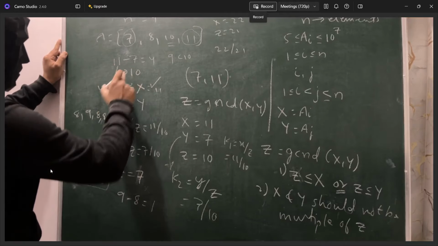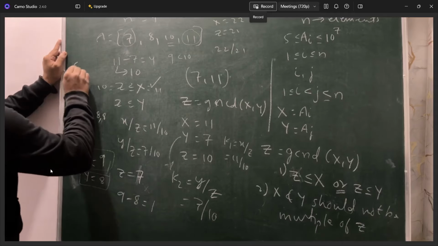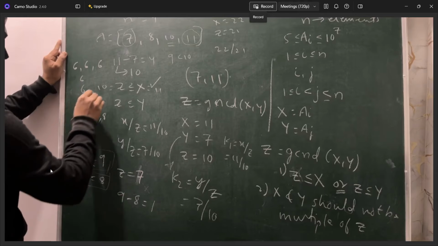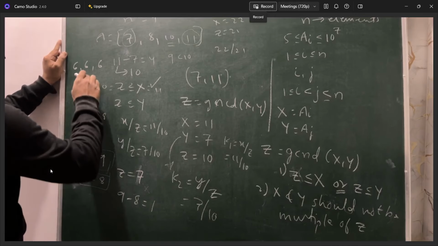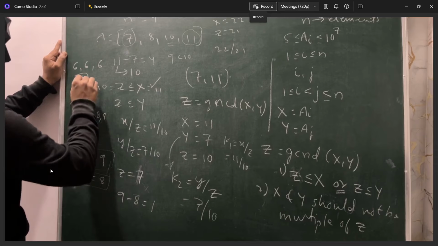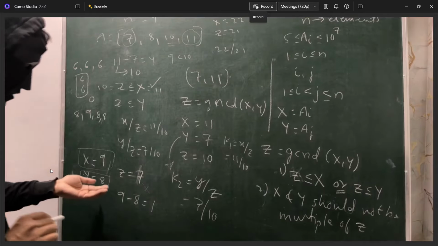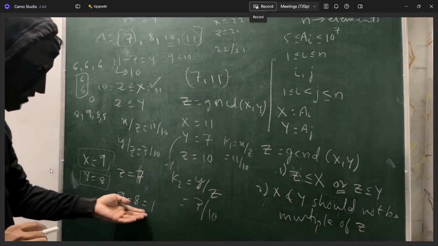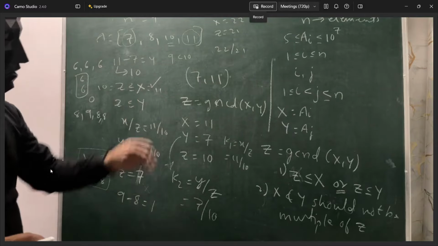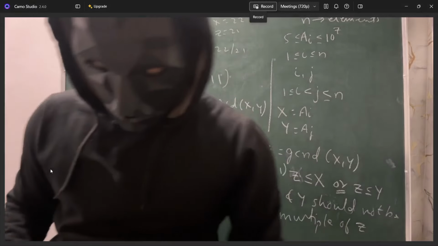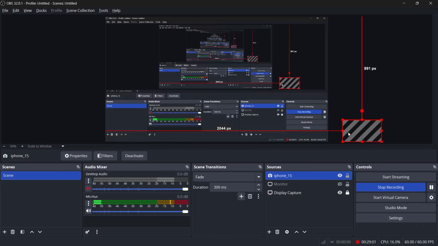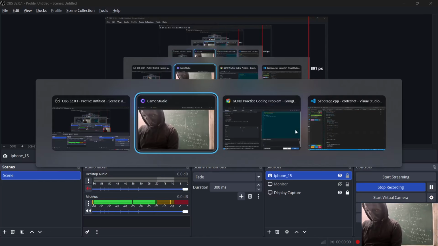If the difference is 0, which is the case where you have seen 6, 6, 6, both highest and lowest were 6, so the difference is 0. In this case the answer was 5 only, so it is highest minus 1. So only in the case where your difference is 1, your answer is highest minus 2. In the rest of the cases your answer is highest minus 1. I think you guys have understood.